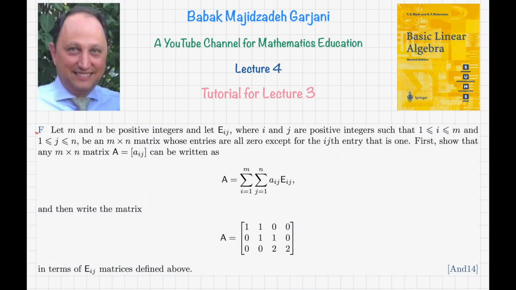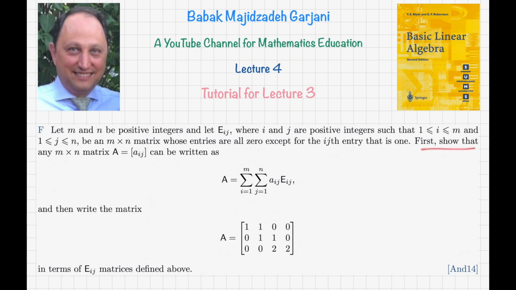Okay, finally the last problem, problem F. Let m and n be positive integers, and let e sub ij, where i and j are positive integers, such that i lies in this interval from 1 to m, and j lies in this interval from 1 to n, be an m by n matrix whose entries are all 0 except for one entry, and that entry is the ijth entry, which is equal to 1.